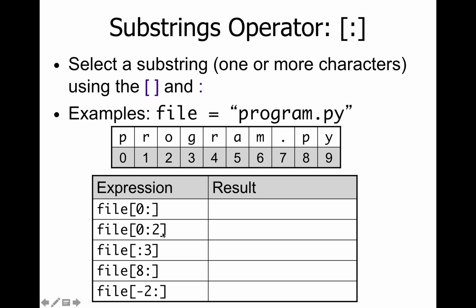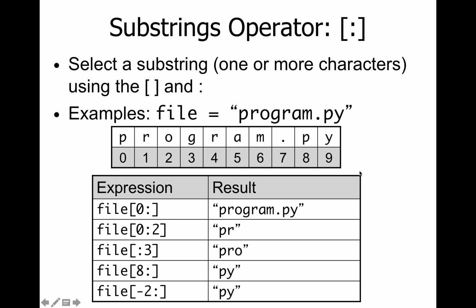How about 0 colon 2? Is it PR or PRO? Well, we're going to start at 0 and go up through, but not including 2, which means it's just going to be P and R. Colon 3, it's going to start at 0 and go up through, but not including 3, so that's actually going to give us pro. 8 colon, it's going to start here and go through the end, so that's going to give us py. Negative 2 colon will do the same thing, because y is -1, p is -2. Very good.